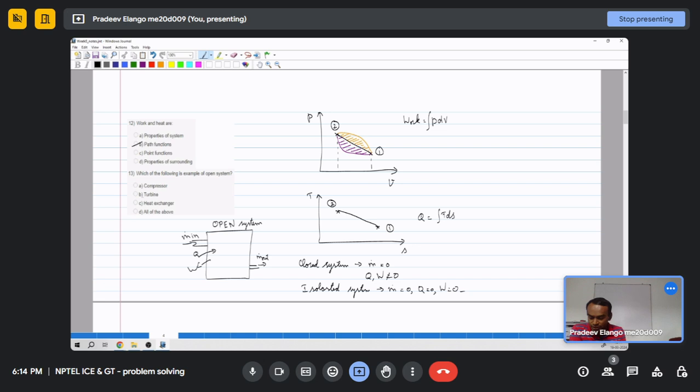So here, in the case of a heat exchanger, two fluids come in and go out, and that means there is some mass transferring in and out, and similarly heat is also transferring in and out. So it is an open system. The same goes with the compressor and turbine. Fluid goes in and out, and work is also transferred either to the machine or from the machine to the surroundings. So all of the above is the right answer.